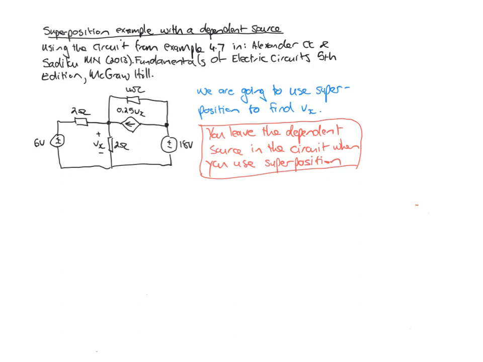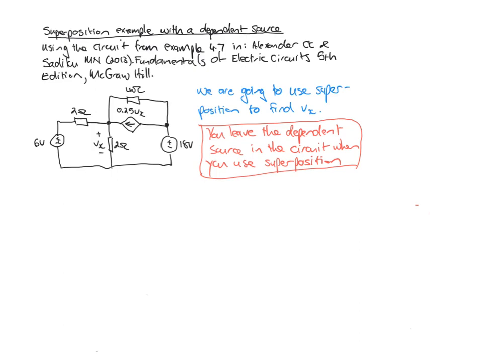I've been asked by someone in the LN2017 class to do an example of superposition with a dependent source. So here it is. I'm using the circuit from example 4.7 in the Alexander and Sadiku textbook. In the textbook, they find Vx using source transformation, and we're going to find Vx using superposition.